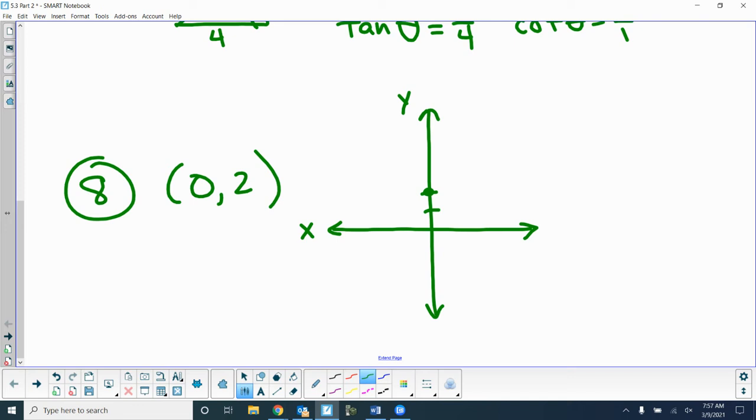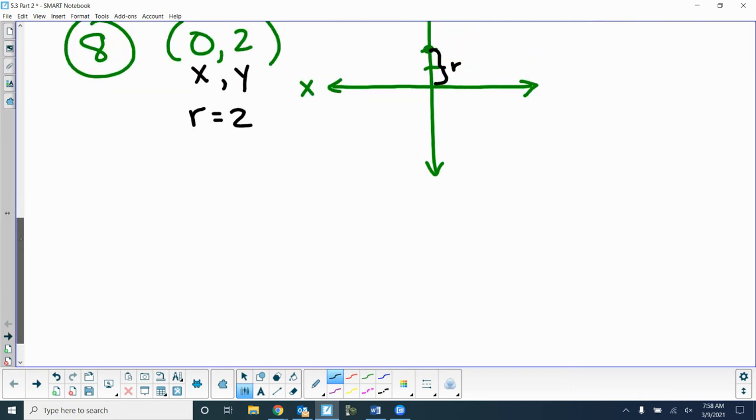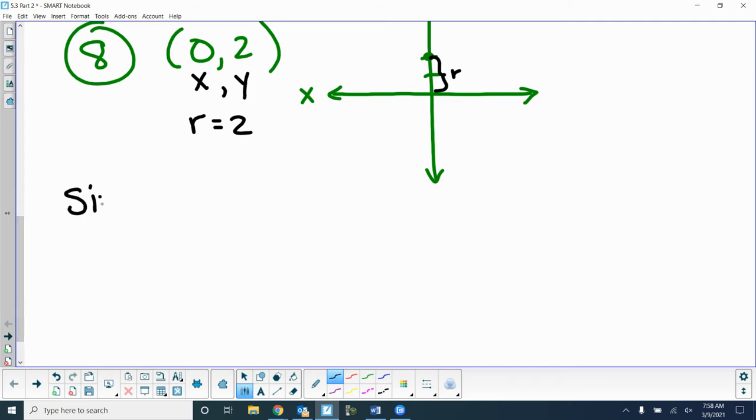So you know what your x is. You know what your y is. R is always the distance from the origin to the point, and it's always positive. So R is 2. And then you have to find your 6 trig ratios, right? So yesterday we said that we think about the alphabet. Which one goes over R?